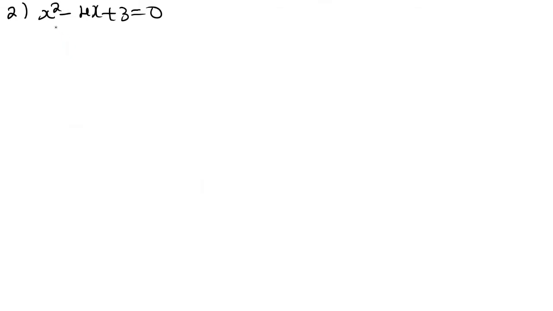See the next question. x square minus 4x plus 3 equal to 0. A value equal to 1. B value is equal to minus 4. C value is equal to 3. Again same method. Multiplying, AC value you need to get. AC value 1 into 3 is 3. Adding, you need to get B value. What is B value? B value is equal to minus 4.